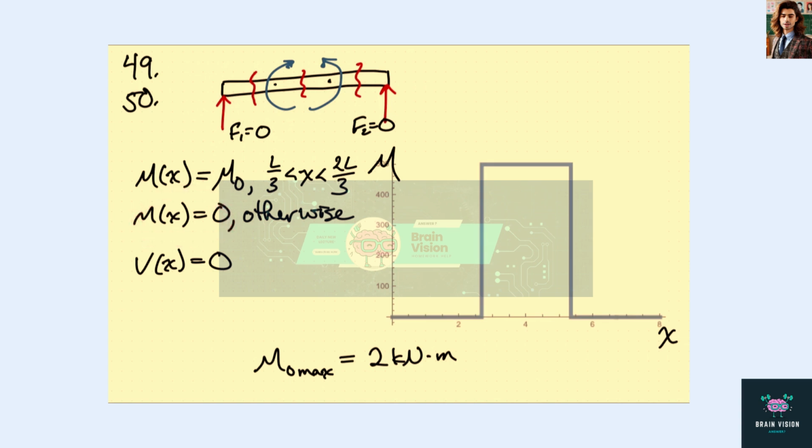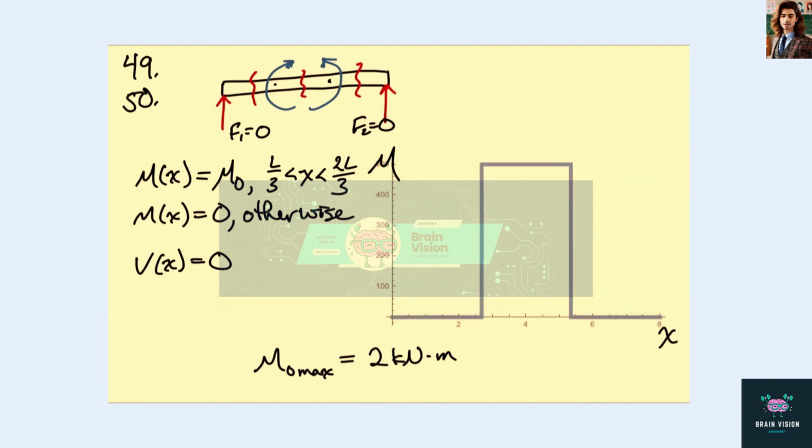So the moment is zero outside of the region from L over 3 to 2L over 3. And in that region, if we take a cut here, we can see that it just has to counteract this moment, so it just is that value. Or likewise, if we looked at this region, we could see that it would have to counteract this. So the shear is zero everywhere because there are no externally applied loads, just moments.